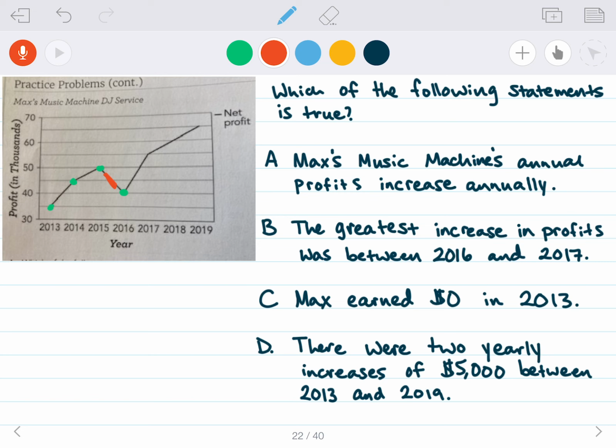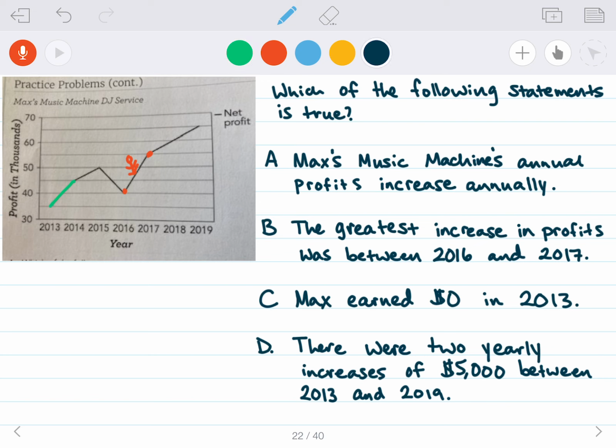Let's look at choice B. The greatest increase in profits was between 2016 and 2017. One way you can look at this is in terms of the steepness of the slope. The steeper the slope, the greater the increase. We can see that between these points, this is going to have the steepest slope, right? Because you can imagine somebody walking up a mountain like this. This one is going to be steeper than, say, this one. So that's definitely steeper, right?